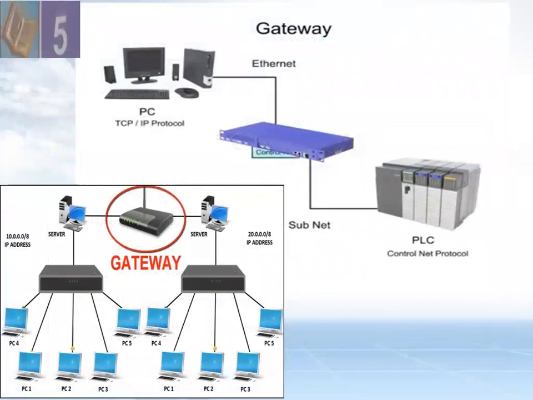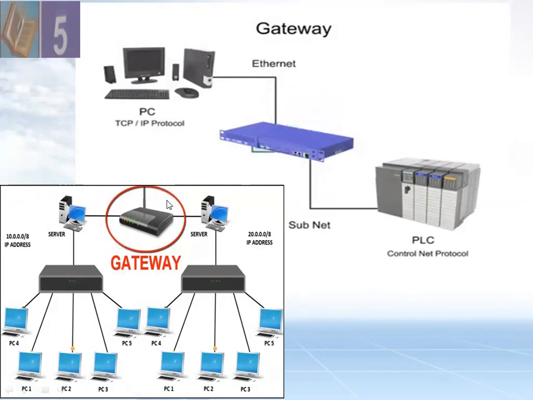So here we can view the diagram of a network. We have an Ethernet environment, and the Ethernet protocols working here are like TCP/IP, Transmission Control Protocol. And here we have a subnet, PLC ControlNet protocol. This is a gateway, which will take the protocol of one network and convert it into the format in which the next network can understand.